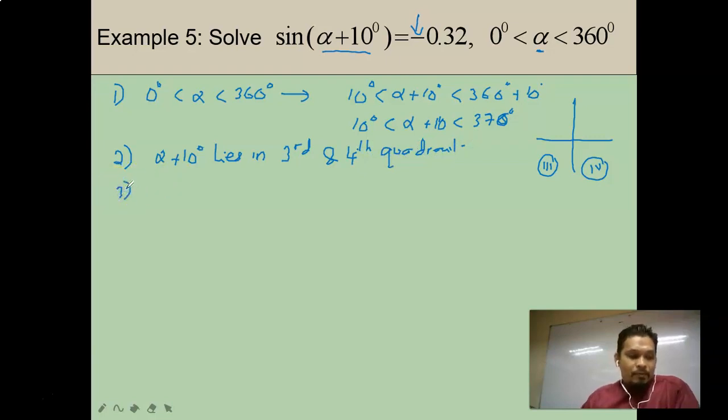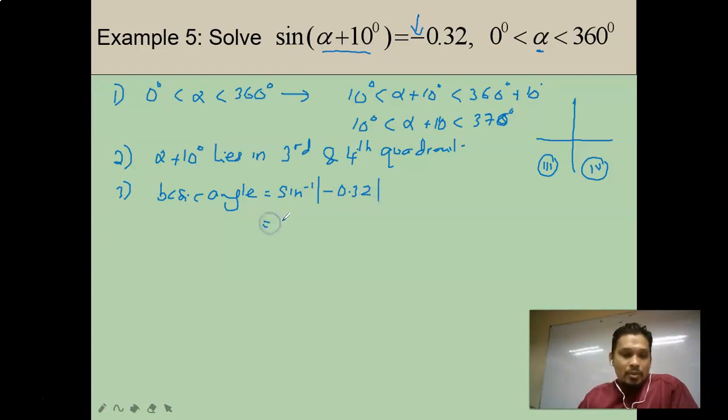Step number 3, find the basic angle. So the basic angle equals arcsine of negative 0.32, which is equal to 18.66 degree. Okay, so that means here we imagine 18.66 here and also here.